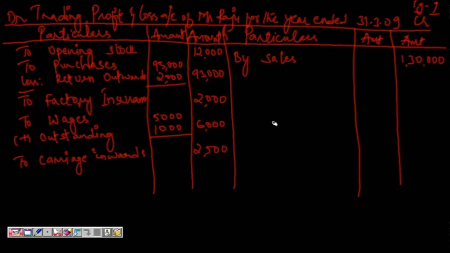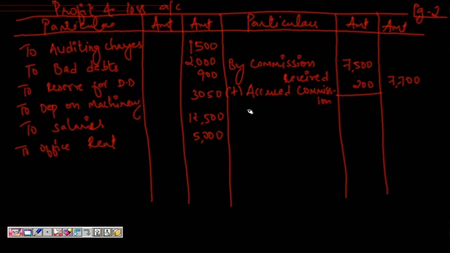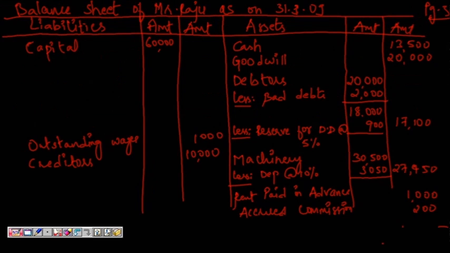Clear? Next, interest received. Interest received is a gain. Any gain we will write in the P&L credit side. Right here by interest received. The value of interest received is 5,000. Next is outstanding salaries. Outstanding means still due. That means we still owe salaries. That means we are still liable to the employees. So that will be a liability. Write under liabilities, outstanding salaries.